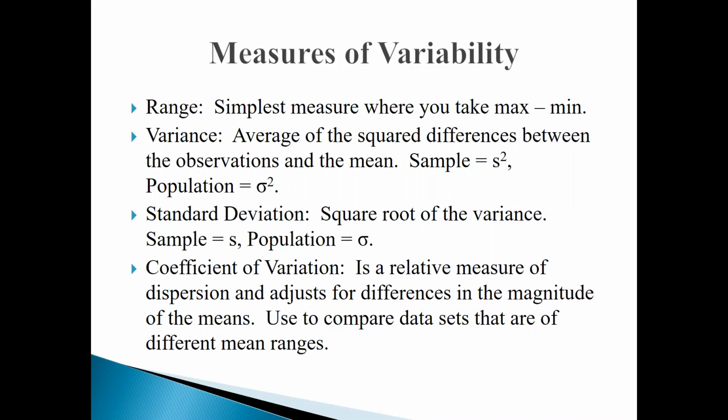So maybe you have a mean of one of 15 and you have a mean of the other one of 5,000. If you're looking at the standard deviations of those two, they're not going to be the same level because you have such big differences in means. And so what you need to do is take that standard deviation, divide it by the mean, times 100, and you get your coefficient of variation.